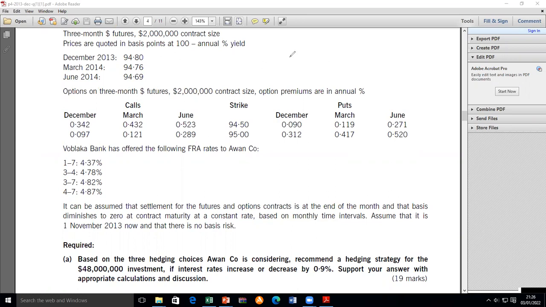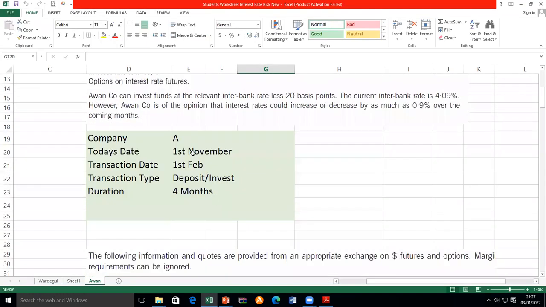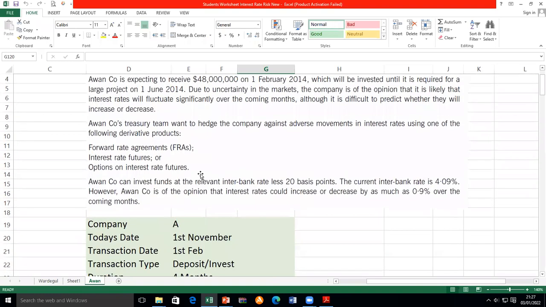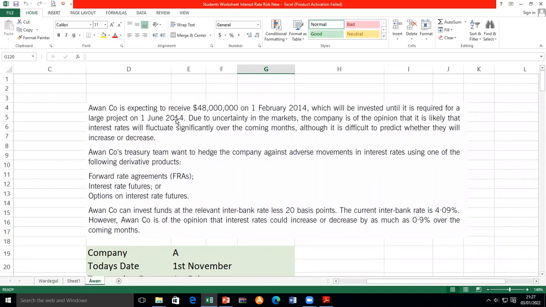So with that in mind now, let's go back to the summary that I've done. I've prepared a summary for you so that we take a step-by-step approach to the question. And this is the summary that we have here. The company is called A1. What of these dates? Where have the dates come from? A1 is expecting to receive 48 million on 1st February, which will be invested until it is required for that project on 1st June.